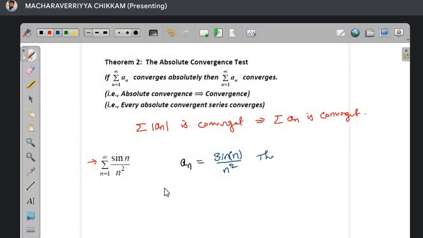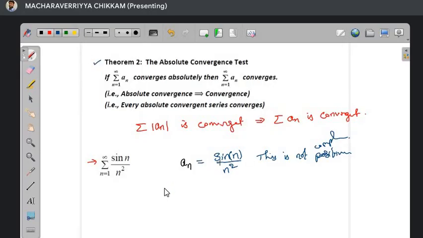This is not completely positive. Let me write it like this. In the positive values, this could have negative values too, so it could have a negative sign. So we cannot apply the comparison test or the limit comparison test.